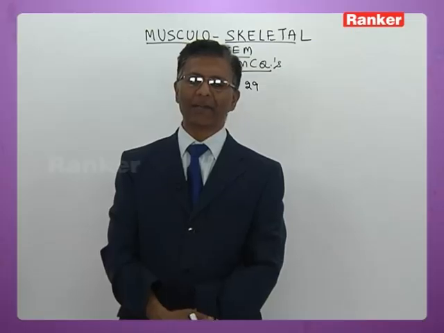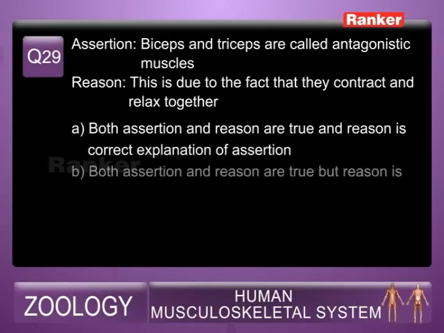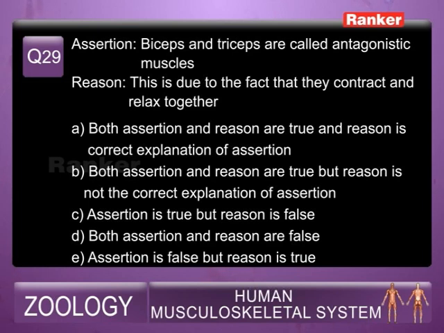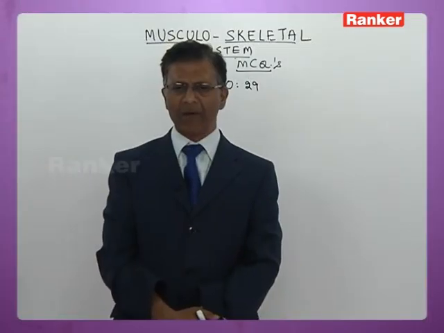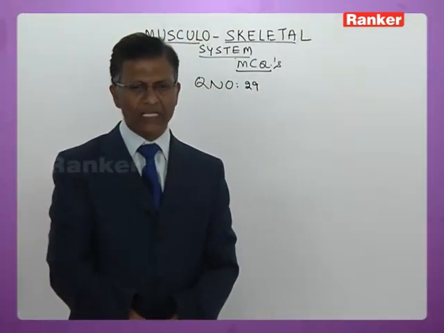Question 29 is here for students. I shall read the question. Assertion: bicep and tricep are called antagonistic muscles. Reason: this is due to the fact that they contract and relax together. A. Both assertion and reason are true, reason is the correct explanation. B. Both assertion and reason are true, reason is not the correct explanation. C. Assertion is true but reason is false. D. Both assertion and reason are false. E. Assertion is false and reason is true.